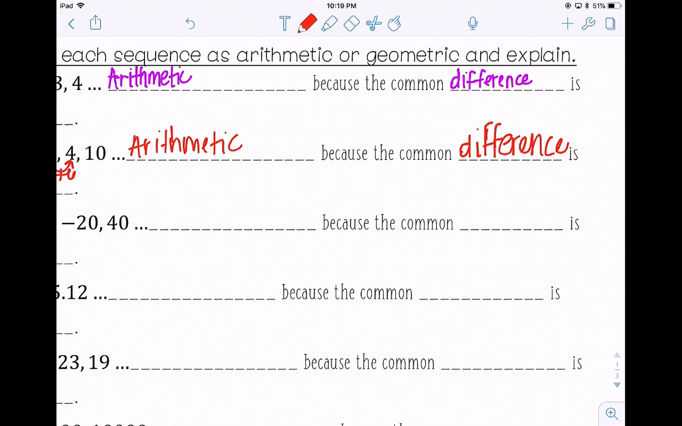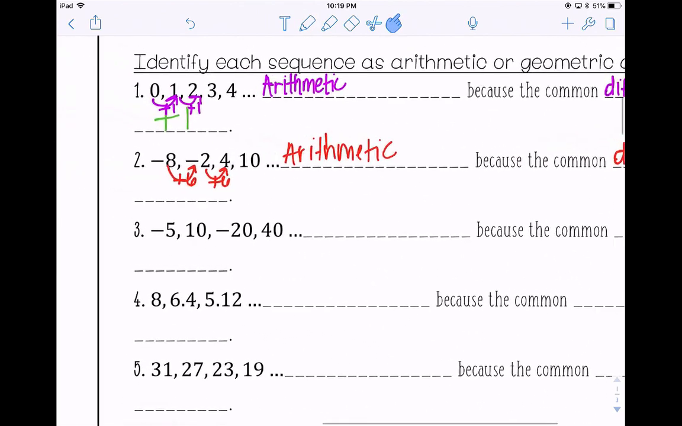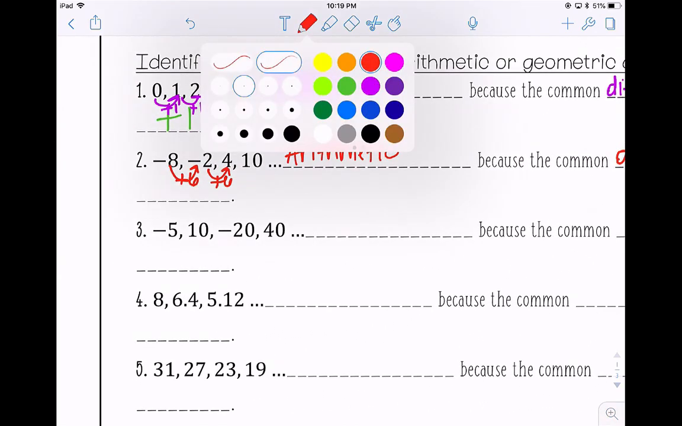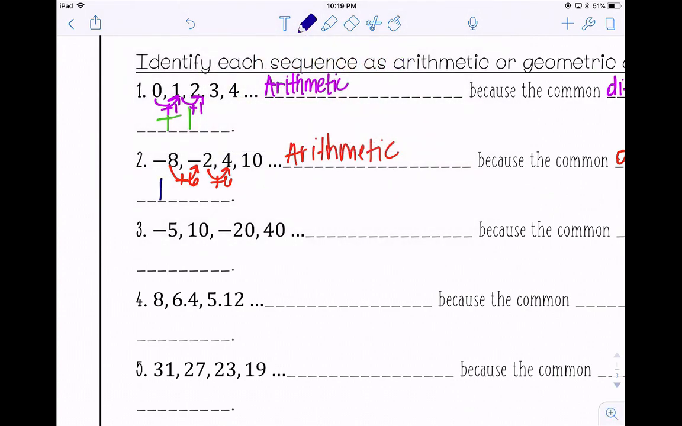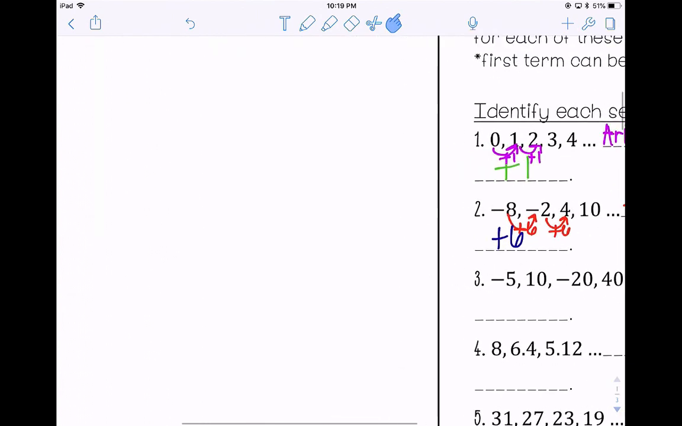So the common difference is plus 6. So I'm going to add that in over here. Common difference is plus 6 because we're adding, it's arithmetic. All right, so I'm going to take that sequence, -8, -2, 4, and 10. I'm going to add it to the arithmetic section again, just like last one.